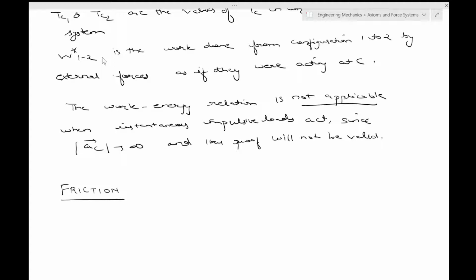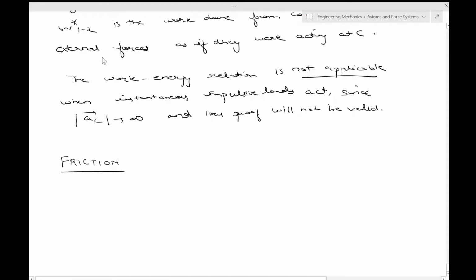Okay, so you may be already familiar with the concept of friction, but we'll be briefly discussing this over here as well, so that if there is any lack of clarity, that should be sorted out here itself.